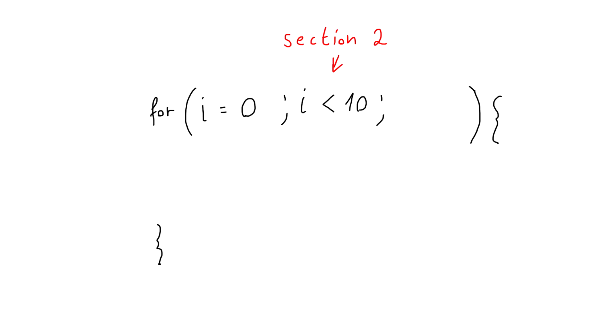It's all about telling the for loop, if that condition's true, well, just keep looping, will ya? So I wrote i is less than 10, which is, in English, as long as our counter i is under 10, don't mention it. Just keep looping.